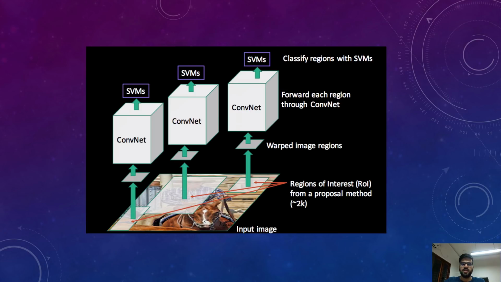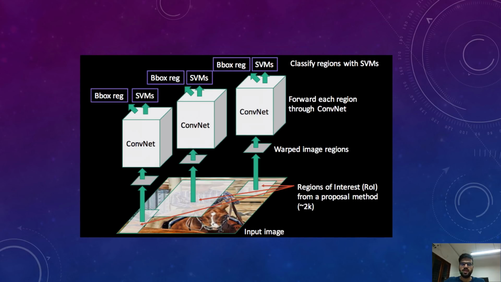Then we perform SVM on top of the features that have been given. We have one SVM per class. That is, if there are say 20 classes in our dataset, we'll have 20 different SVMs plus one more SVM for the background class. We also have some kind of a regression so that we add a corrective factor to our bounding box regressions.